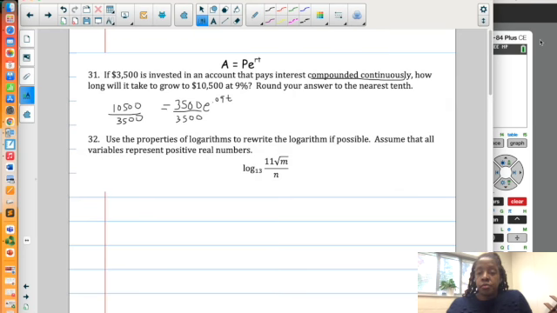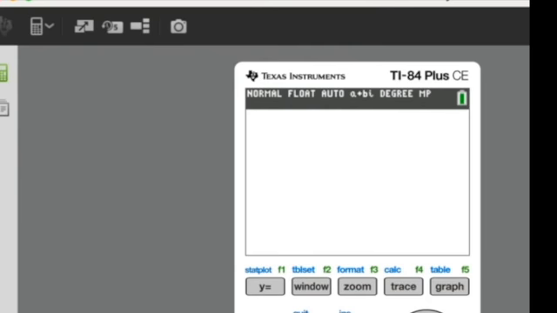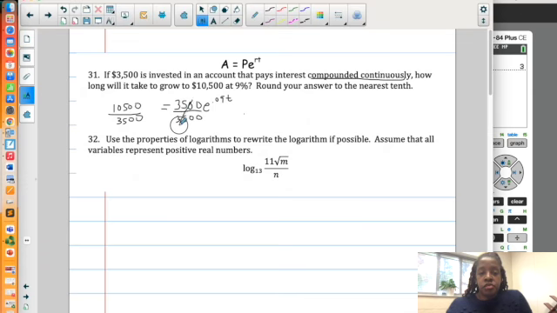So 10,500 divided by 3,500 will give us 3. Told you. So this is 1, this becomes 3. Now we have 3 equals e raised to the 0.09t. In order to get rid of this e function, the only thing we have to do is apply a natural log to both sides of our equation.